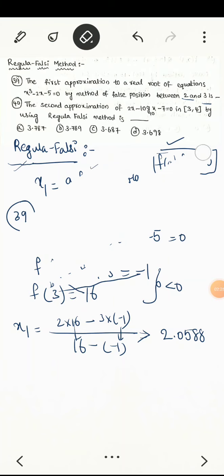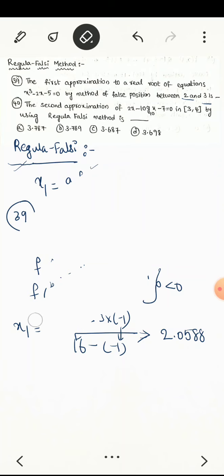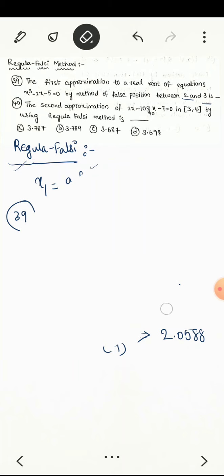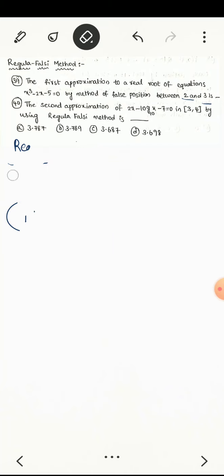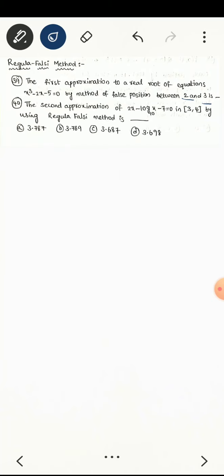Let us solve one more problem, that is the last problem of regula falsi. I am solving fewer problems in these areas because only a few questions have been asked in these areas. Mainly you have to focus on the Newton-Raphson method and numerical integration. If you complete those two things, then you can come to these topics.